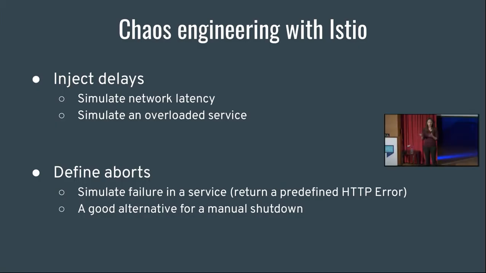And Istio provides several features which make chaos engineering much easier to do. So we can simulate network latency or an overloaded service by injecting a delay to a service. And we can also simulate failure of a service, simulating that this service is down, when in fact it actually isn't. By returning a predefined HTTP error, we can do it for all of the traffic, we can do it conditionally, and it's a very good alternative to just manually killing the pod, scaling it down, and so on.